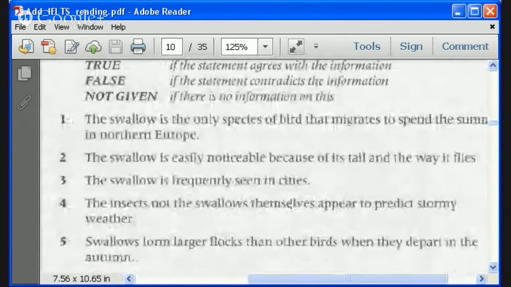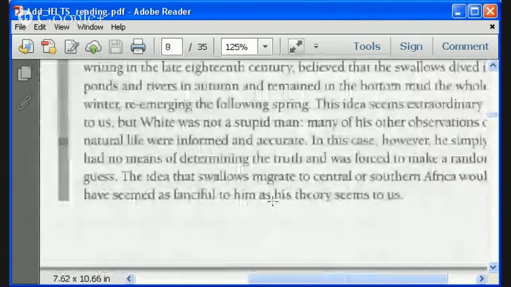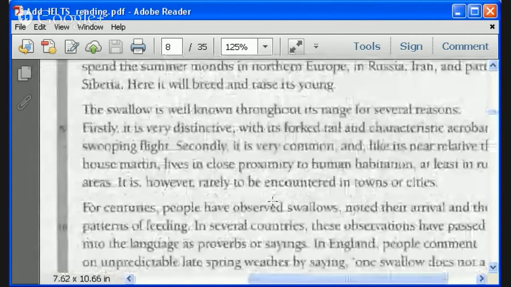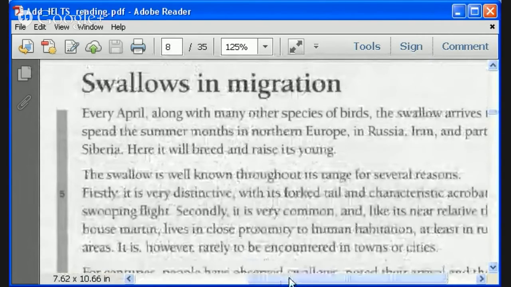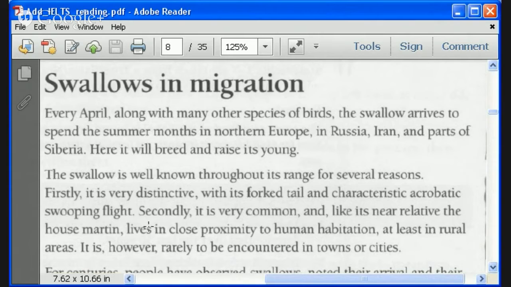And for true, false, not given questions, you probably need to map it out a little bit. So here's what we're going to do. We're going to use a different strategy. We're going to read the first paragraph, and we're going to skim through the remaining paragraphs.